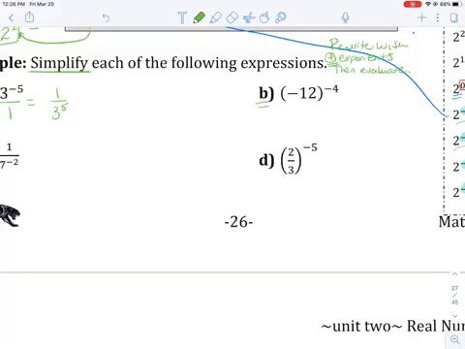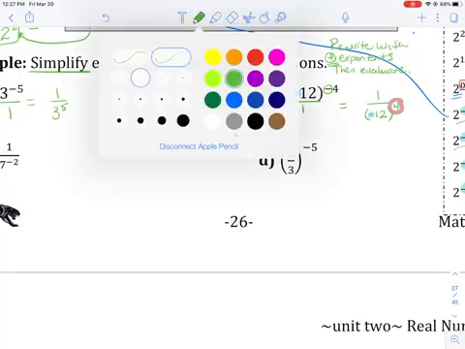Question B, if I look at this negative exponent, that just says take the reciprocal of this negative 12, which is over 1. And if I rewrite that, I get 1 over negative 12 to the positive 4. Now this negative inside the brackets does not change when we take the reciprocal. It's just a negative number, it stays negative. Now, because this is an even exponent, that's 2.